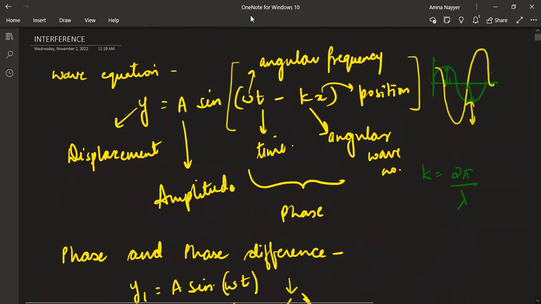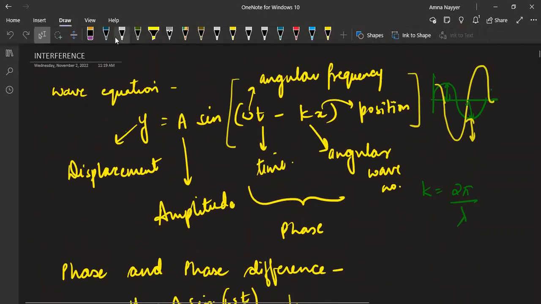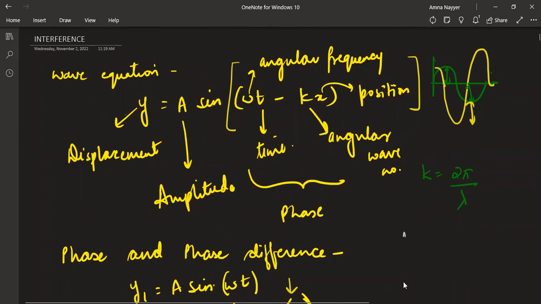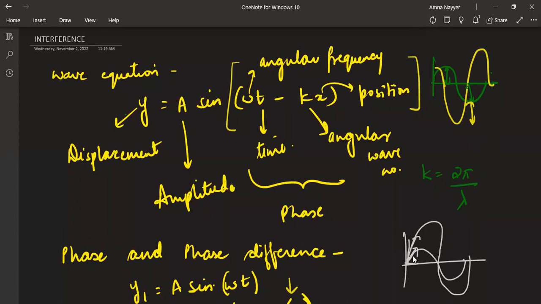Phase difference is basically the angular difference that arises. If a wave is moving like this, another wave is moving like this. So this angular difference that is arising, one is located at this angle, another is located at this angle. This angle difference is known as phase difference. And this path is there of this wave, and this path is there of this wave. So the difference between their paths is known as path difference.